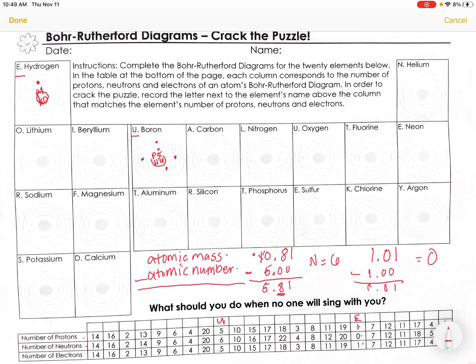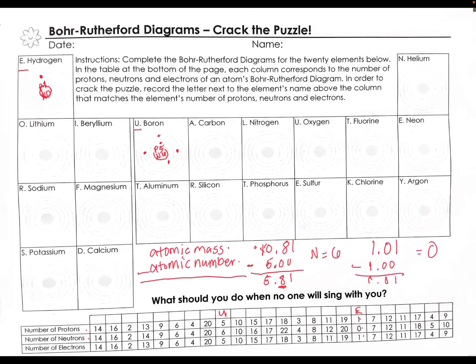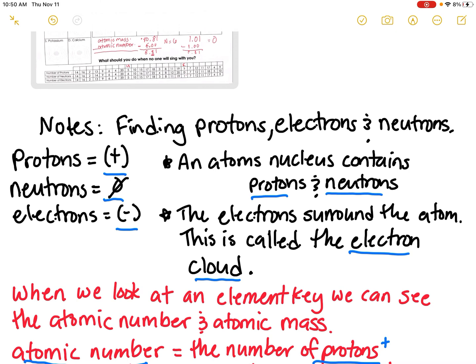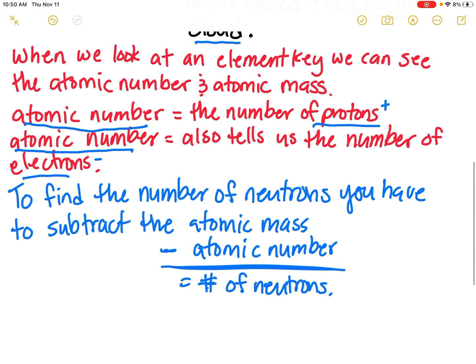So hopefully by now you're getting the hang of how we do this. Again, go back to your notes if you need to. Protons have a positive charge, neutrons have no charge, and electrons have a negative charge. Whatever your answer is for protons, it's also going to be your answer for electrons. To find neutrons, you subtract your atomic number from your atomic mass, and that equals your number of neutrons. Now I want you to work through this and solve the puzzle. Good luck, guys. Thank you for listening. Make sure you took these notes in your journal.